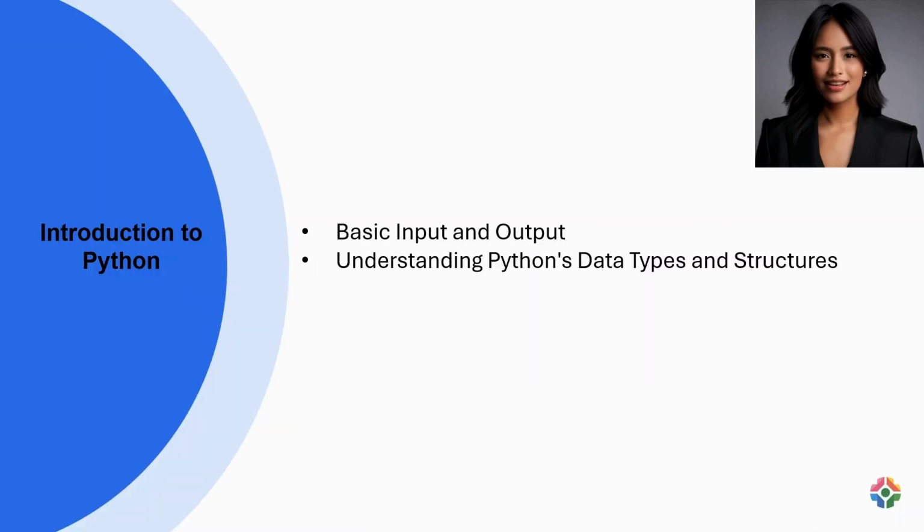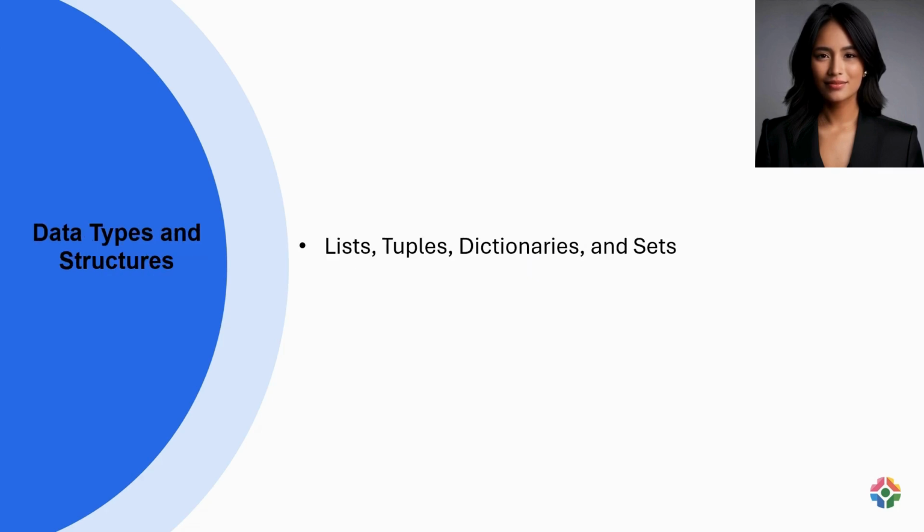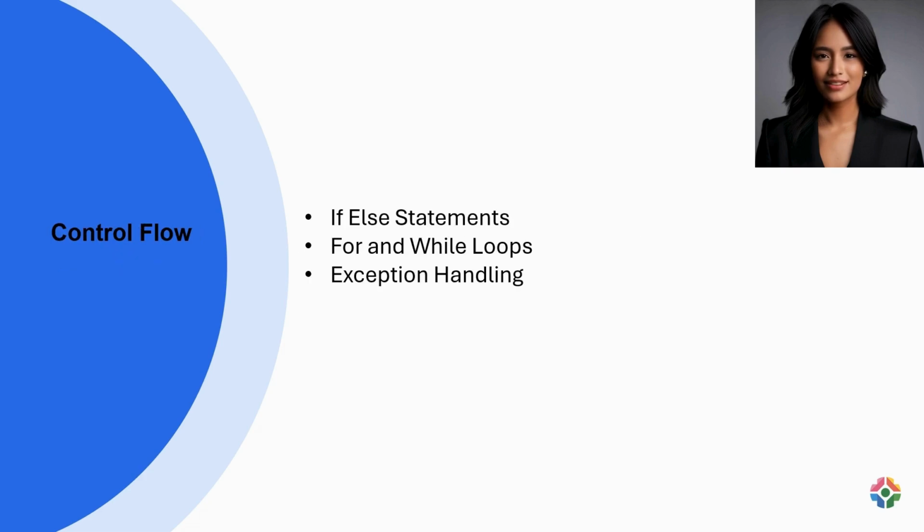In this course, we'll begin with basic input and output, focusing on how to gather user input and display information. We'll then dive into data types and structures, covering essential data types like lists, tuples, dictionaries, and sets. Next, we'll explore control flow in Python, including conditional statements and loops, and how to handle errors with exception handling.